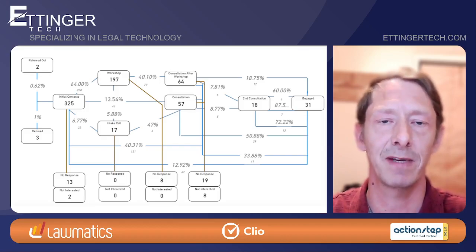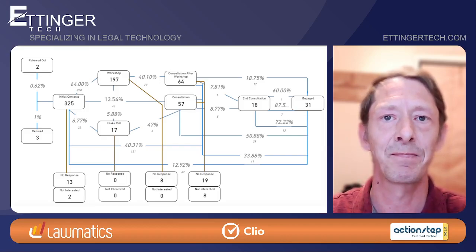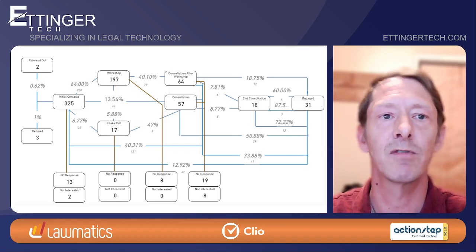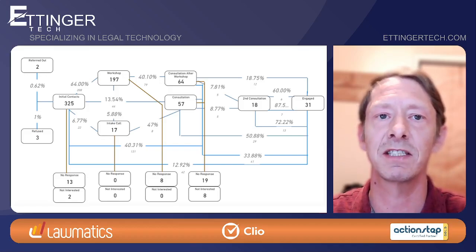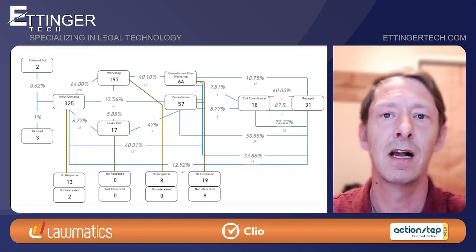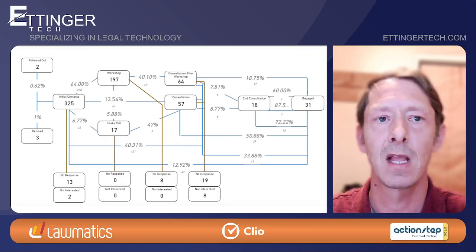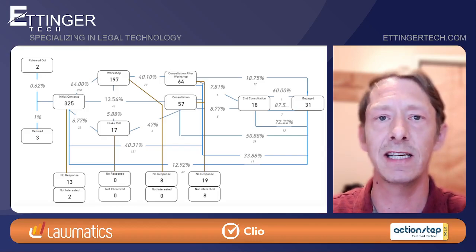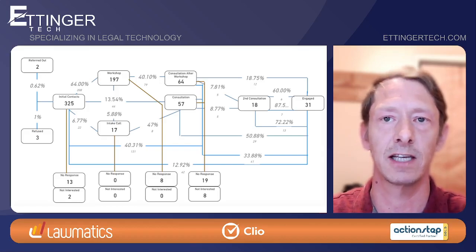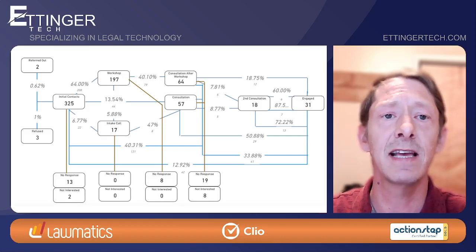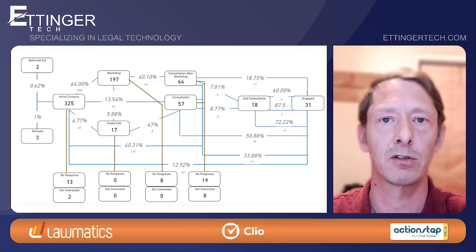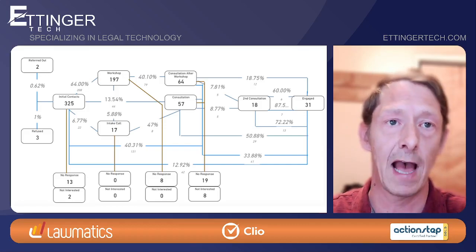Mind you, the numbers might be a little skewed. This is demo data. But for example, from initial contact to workshop, there's a 64% conversion of those initial calls to registering for a workshop. On the flip side, there's only 13% from initial call to consultation directly. That's okay. You say that you're not engaging enough people, so start the process from scratch.